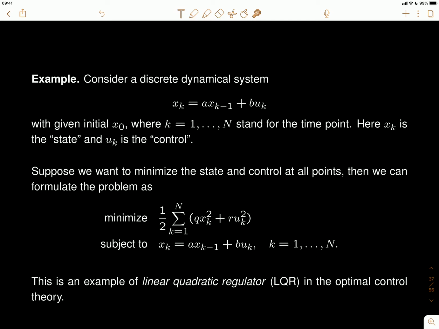And the goal is to modify this u_k so that the x_k goes to something we want. A special case of this is to say that we start from some x_0, which is given, and we know what A and B are, and the problem is to determine the u_k such that eventually, after n time points, we can minimize this objective function. So this is just the dynamic system we said here. It's from here, and it's true for every k.